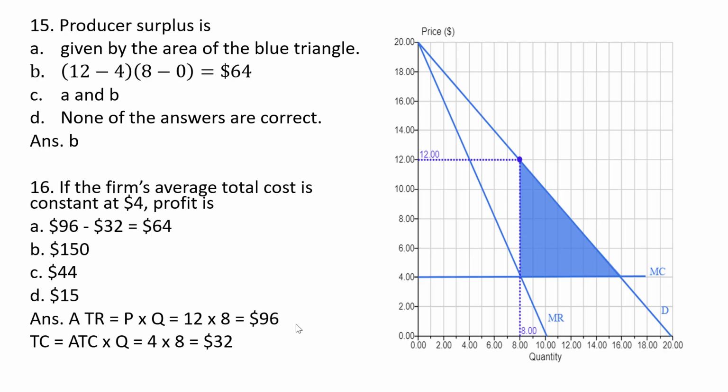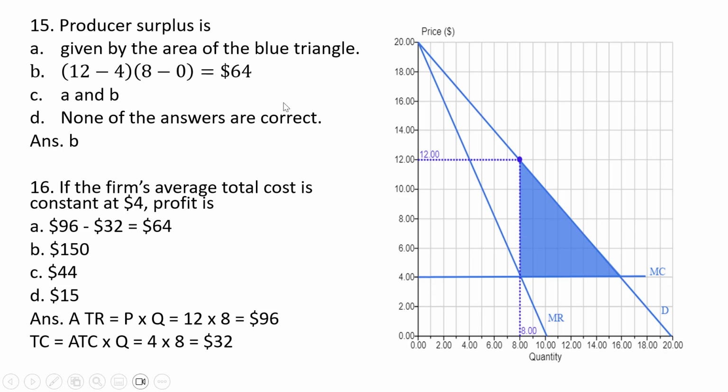Questions 15 and 16. Producer surplus is going to be given by answer B, which is this rectangle that I'm outlining, the difference between the price and marginal cost up to the profit maximizing output of 8. So 12 minus 4, all multiplied by 8 minus 0, or $64.